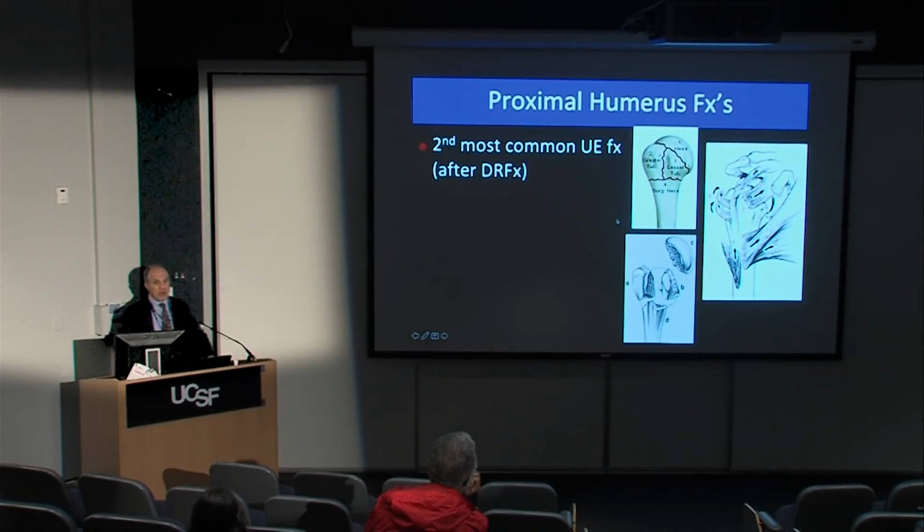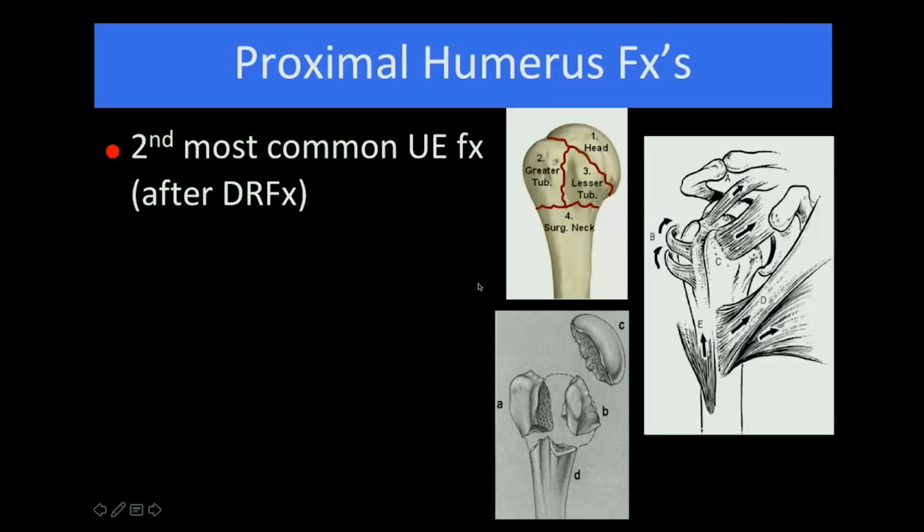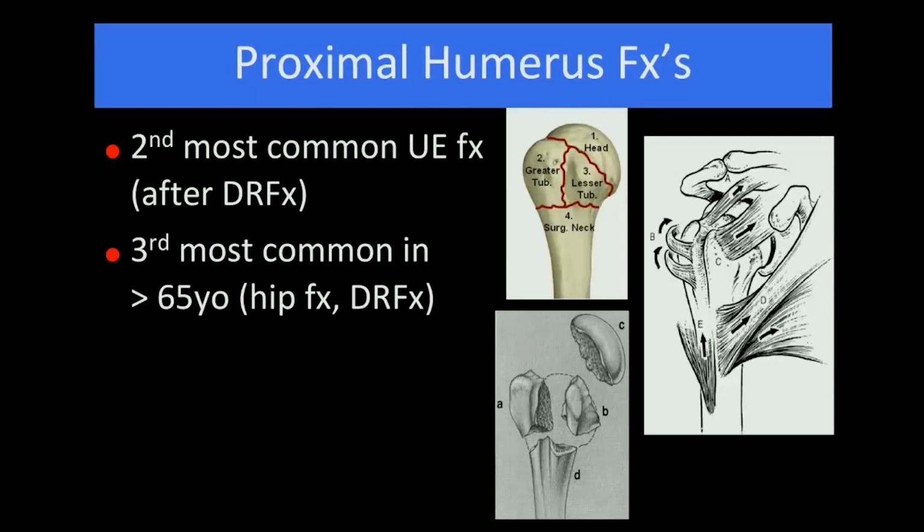I'm going to talk first about the proximal humerus fractures. Basically, the arm bone, where it gets closer to the shoulder joint. As Dr. Schroeder mentioned, the distal radius fracture is the number one, but the second most common upper extremity fracture is the distal radius fracture. And if you think about it, over 65-year-old, this is the third most common fracture, the shoulder fracture, the proximal humerus fracture.